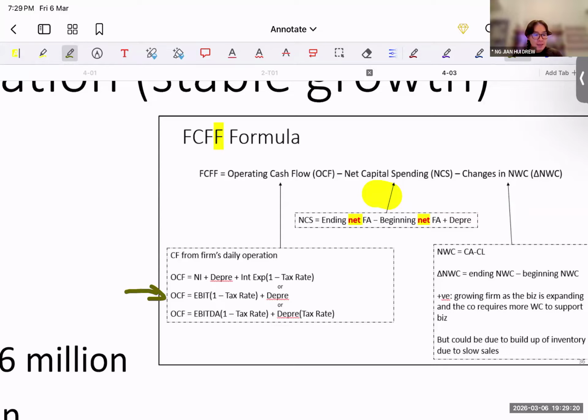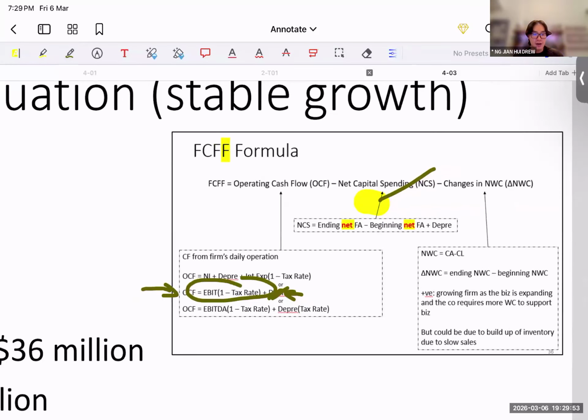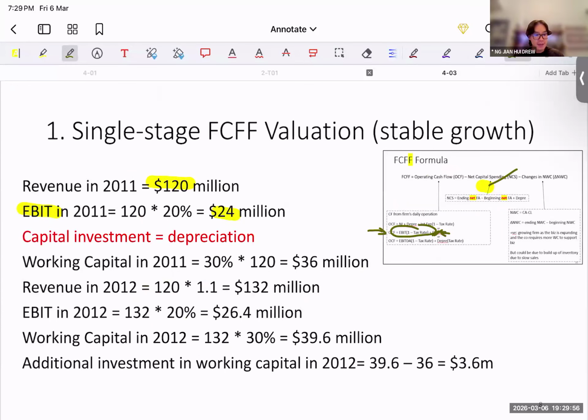Since the question gives me the EBIT, I'm just going to use the EBIT formulation. It's the simplest one, directly given in the question. So basically, our NCS is going to cancel out the depreciation here. Again, I repeat, the NCS is going to cancel out the depreciation in our operating cash flow. So our operating cash flow is simply EBIT times 1 minus tax, because in the question it is given that the NCS is going to cancel out depreciation. Okay, this is what it means. NCS is going to cancel out depreciation here.